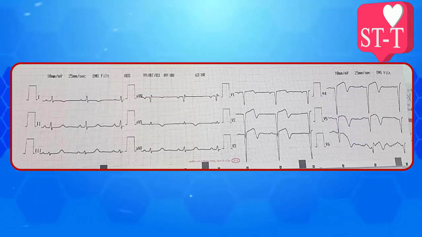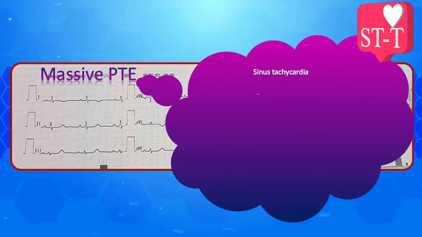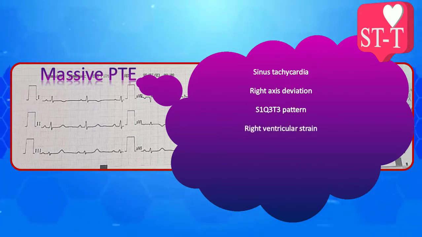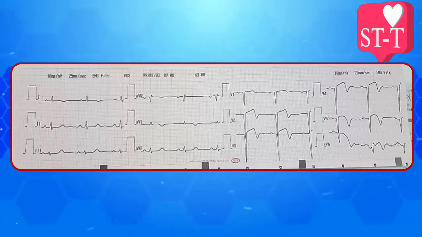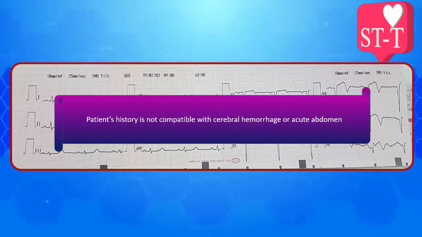In massive PTE, we usually expect to discover sinus tachycardia, right axis deviation, S1Q3T3 pattern, right ventricular strain pattern like new RBBB, or concomitant T wave inversion in precordial and inferior leads, and so on. While in this strip, almost all of these features are absent. Therefore, as far as the EKG is concerned, PTE is less likely. Note that the patient's history is not compatible with cerebral hemorrhage or acute abdomen.